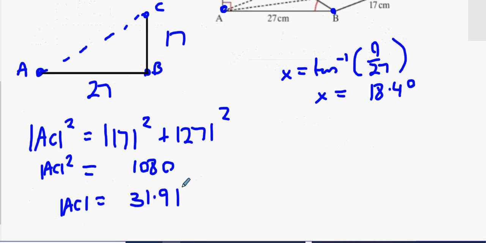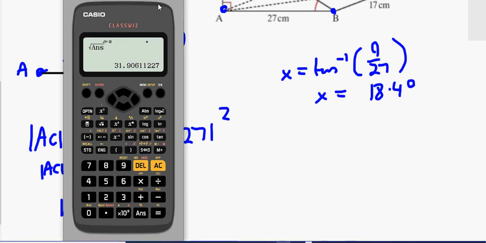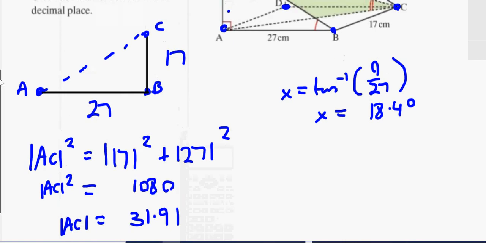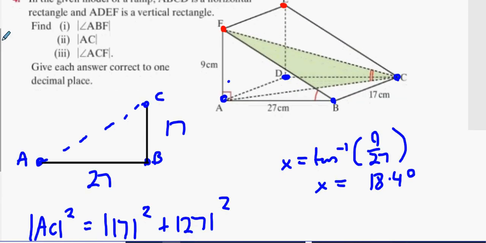Alright. Happy days. 31.91. Right, let's keep moving. ACF, lads. What about ACF? What type of triangle is ACF? F is above ground, A and C are what? Level ground. So what type of angle is that then? Oh, so what type of triangle is it?